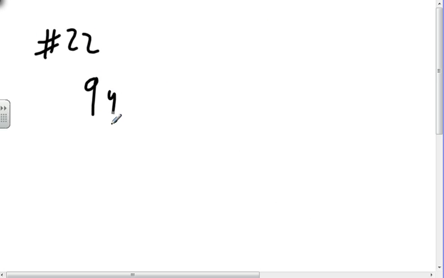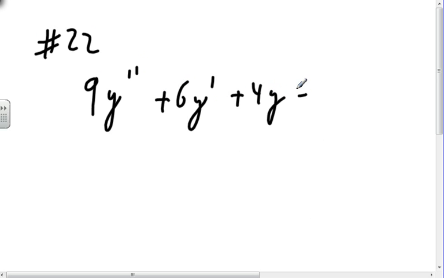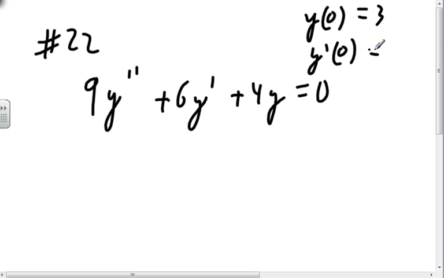9y double prime, 6y prime, 4y is 0, and I have some initial conditions. y at 0 is 3, y prime at 0 is 4.